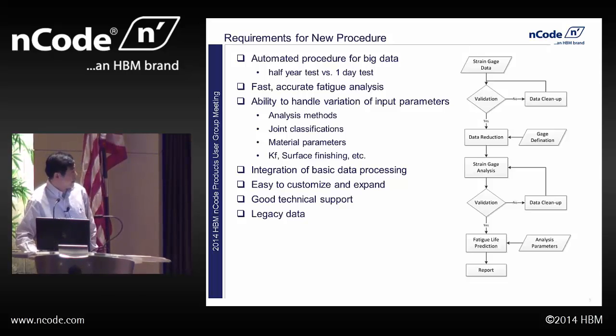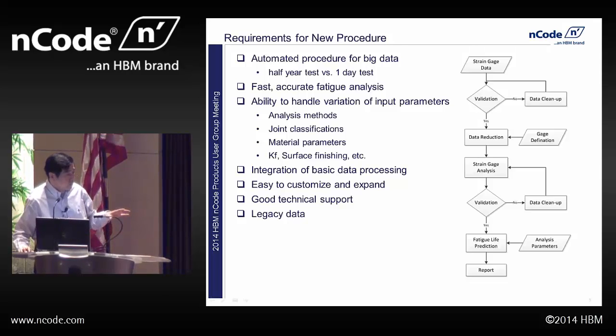So now I need an automated process to integrate data processing, strain gauge analysis, and fatigue life analysis altogether. When the data come in, I can just throw the strain gauge data into this software and have a reliable fatigue life calculation at the end of the day. So we can eliminate or minimize the manual operation here. It's a big set of data: we have about a half-year test versus one day in the past. And we need a fast, accurate fatigue life calculation solver here.